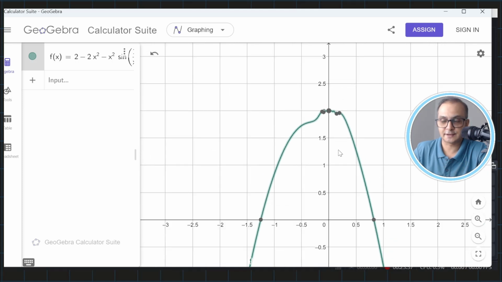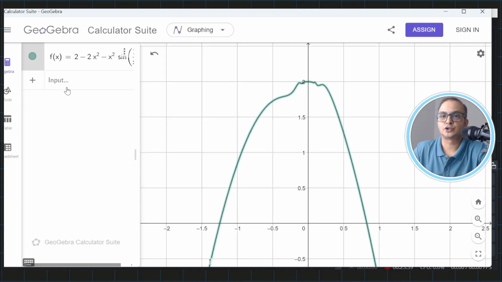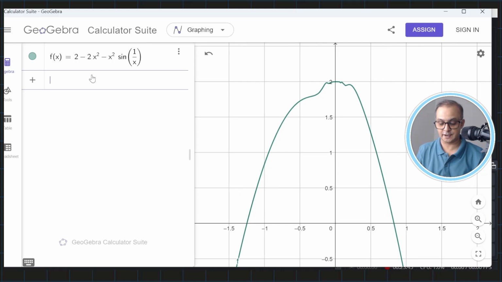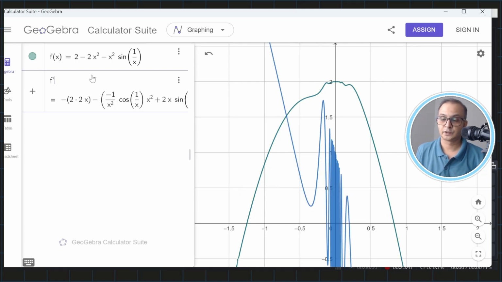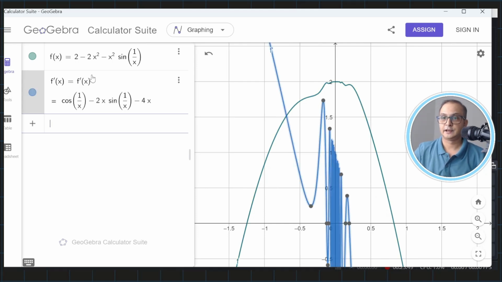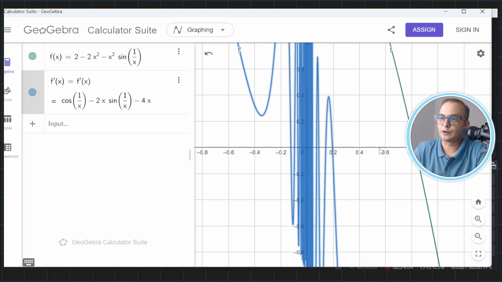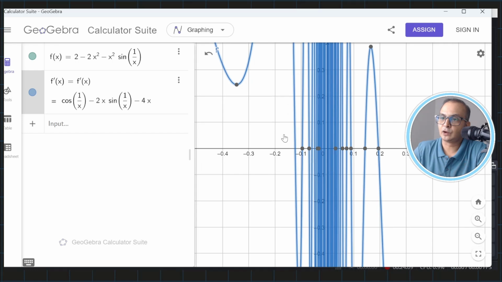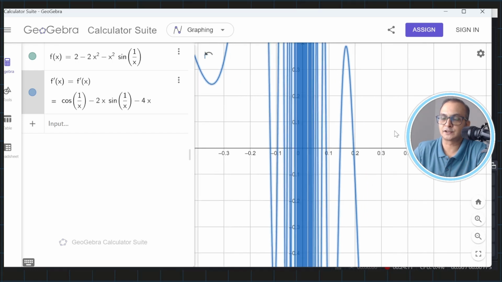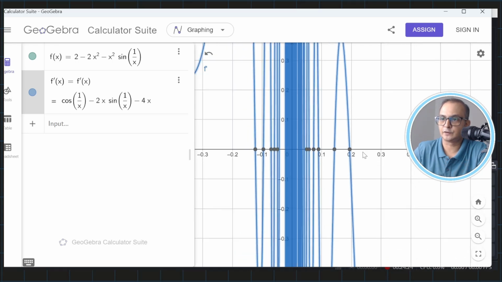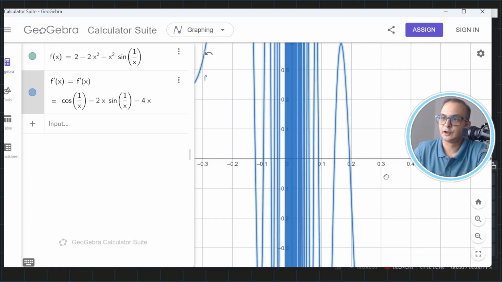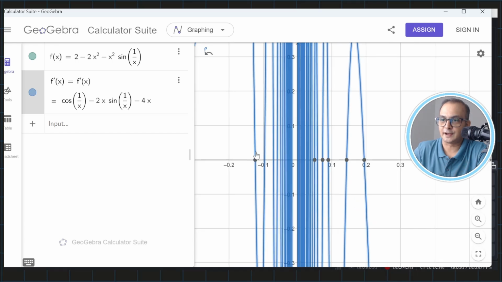How do you understand better? Let's draw the graph of its derivative. To draw the derivative graph is not so difficult. You just have to hit f dash, and that's it. You can observe that around 0, the graph is actually going up and down, means it is crossing the x-axis a countless number of times. It's a kind of crazy guy who is oscillating very fast.